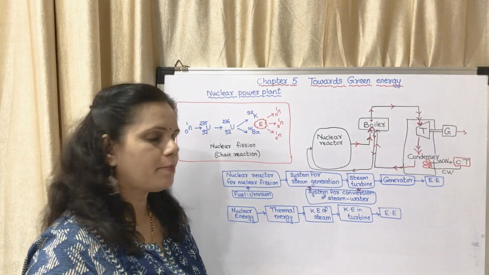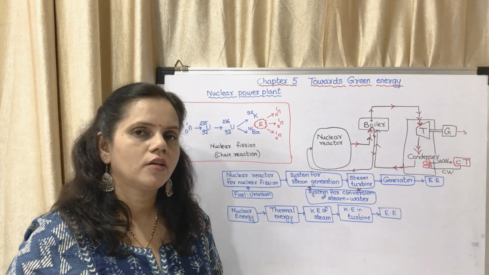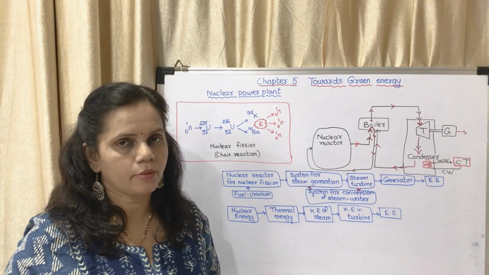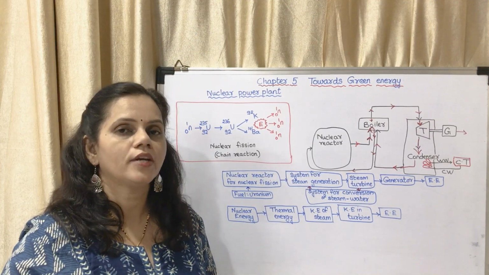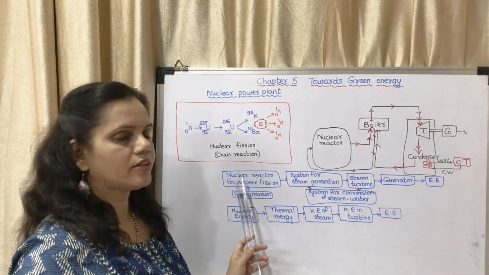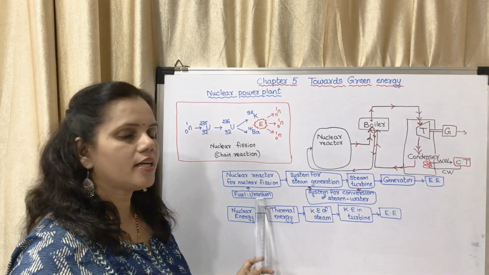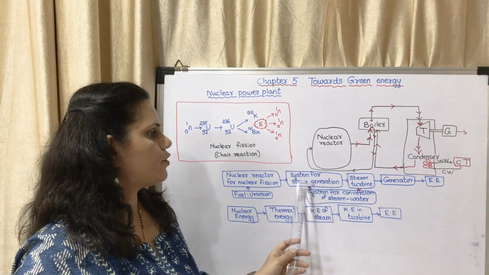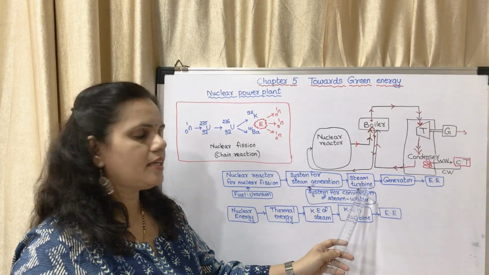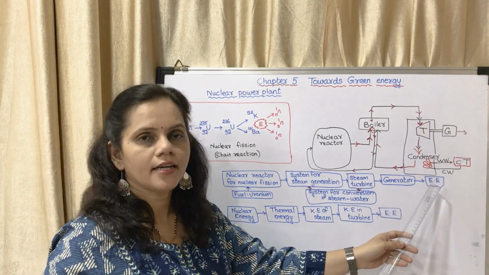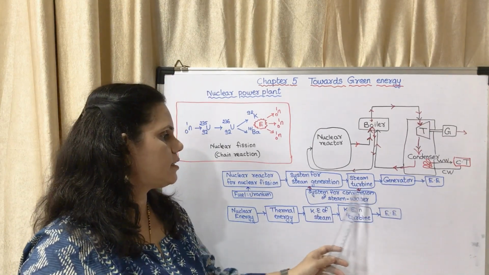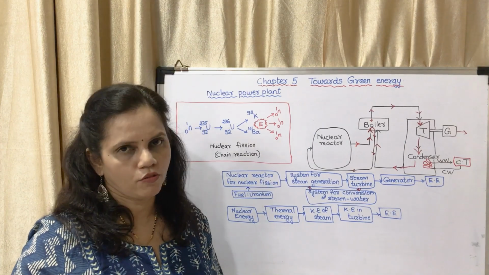Okay, so I repeat, this is the flow of energy chart for generation of electricity. Nuclear reactor for nuclear fission, the fuel is uranium. System for steam generation, steam turbine, generator, electrical energy, and the system for conversion of steam to water.